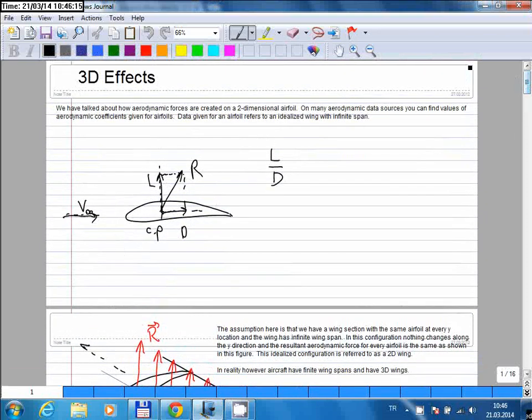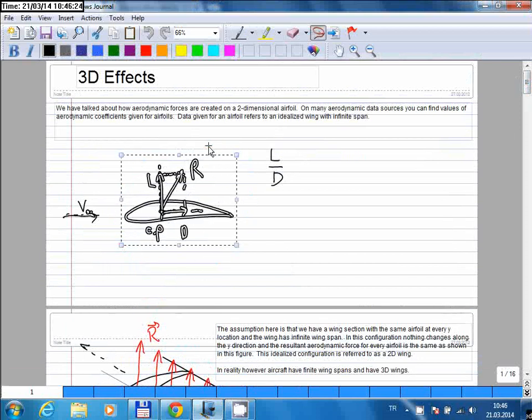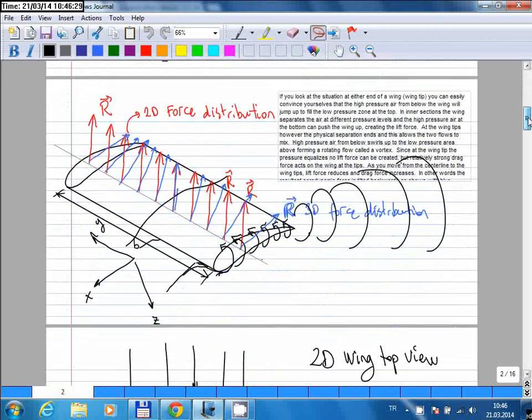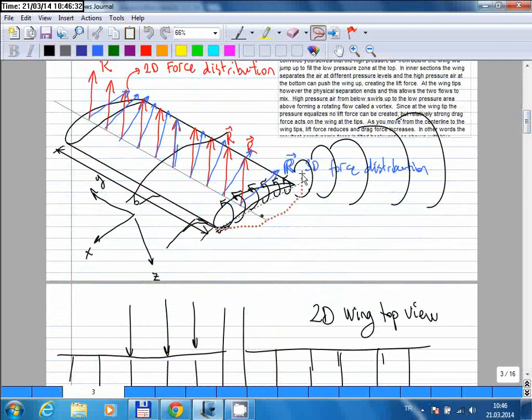So on Tuesday I talked about three-dimensional effects. This is basically what differentiates a two-dimensional airfoil from an actual three-dimensional wing. If you remember that lecture, if you have a three-dimensional wing, then at the wing tips, due to the separation between the high pressure and low pressure zone ending, such circular flows occur at the wingtip, and these circular flows cause the lift force to drop to zero right at the wingtip, and also cause the drag force to increase. And this is a big loss actually.